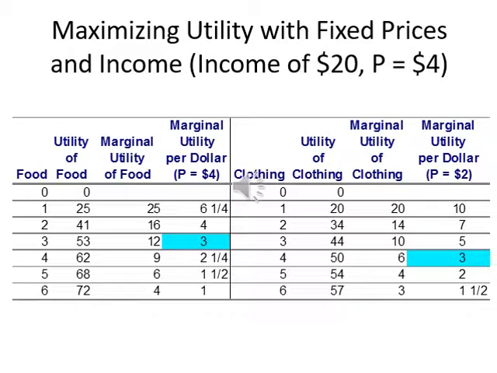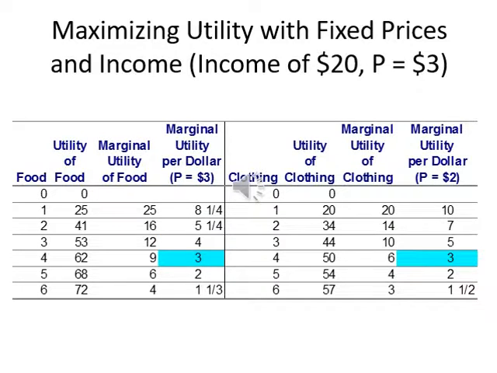The table shows how to maximize utility. The example is based on the assumption that total income is $20 and per unit price $4. This table shows how to maximize utility when price changes. The example is based on the assumption that total income is $20 and per unit price $3.